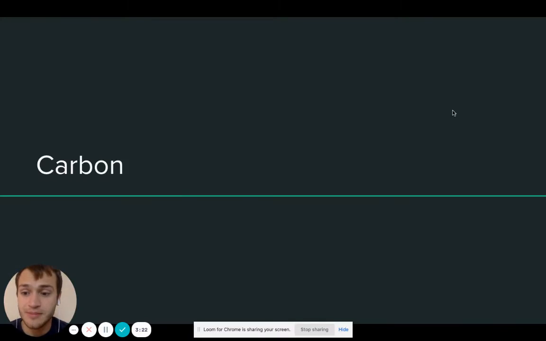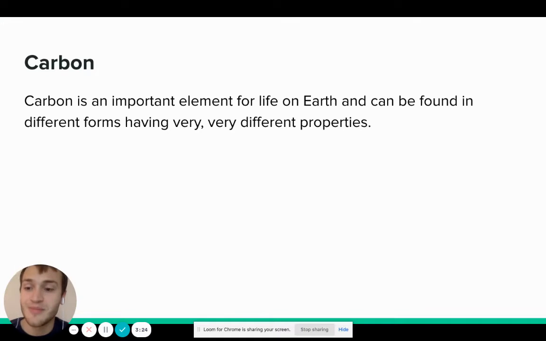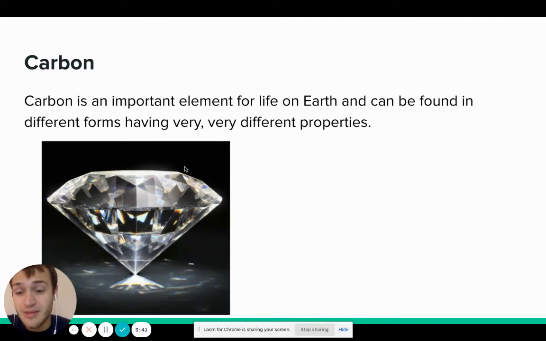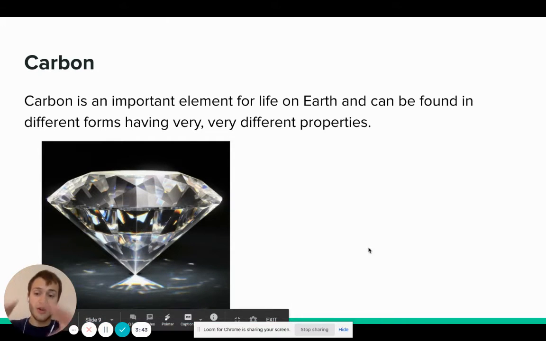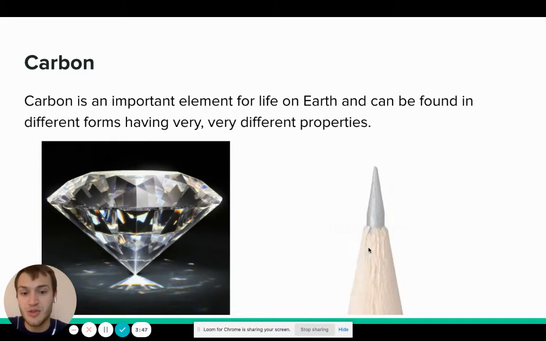So let's talk about carbon. Carbon is an important element for life on Earth and can be found in different forms, having very, very different properties. So if you take a bunch of carbon atoms and put them into a very orderly crystal, you get diamond. But if you take all those same carbon atoms and just layer them in a different way, you could get something like graphite, which is the lead of a pencil.